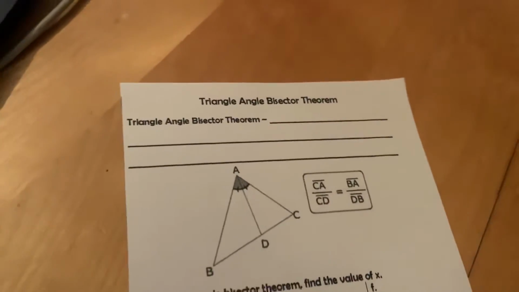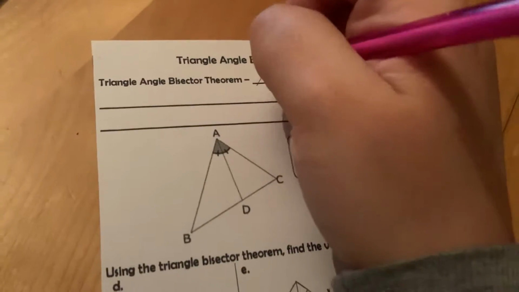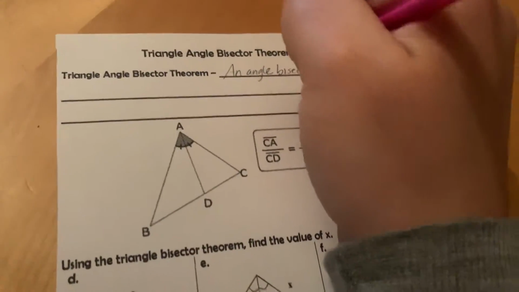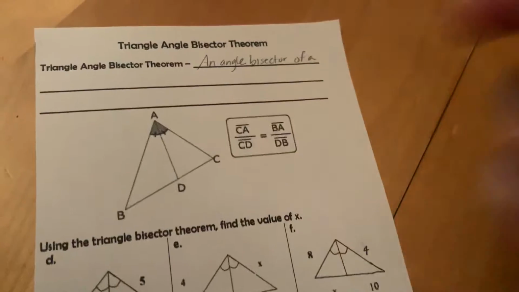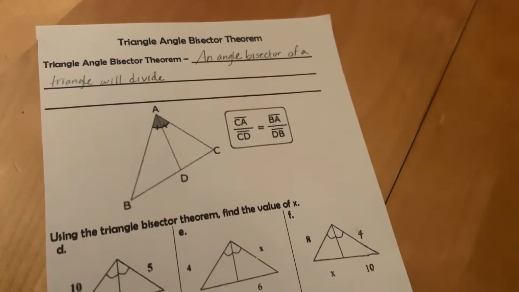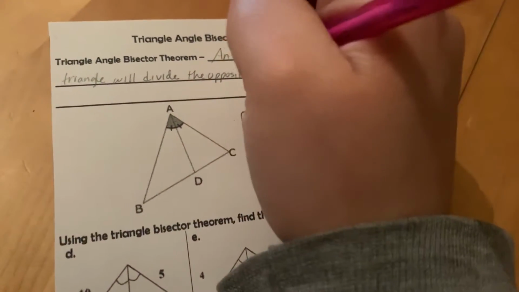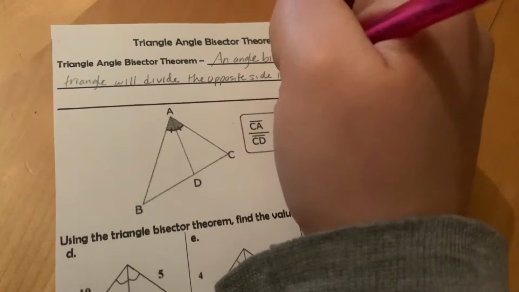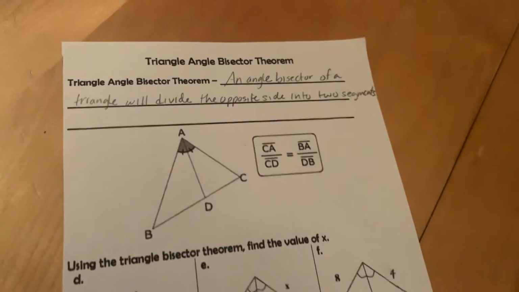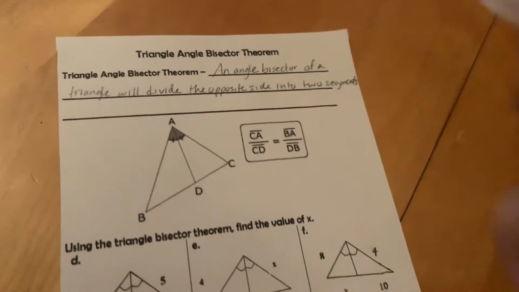The triangle angle bisector theorem states that an angle bisector of a triangle will divide the opposite side into two segments that are proportional to the other two sides.